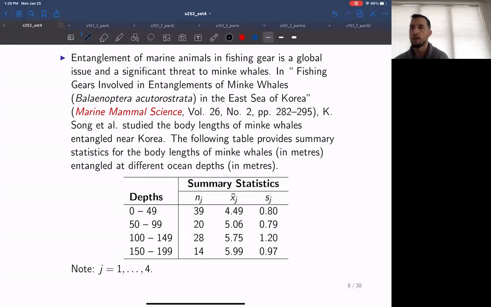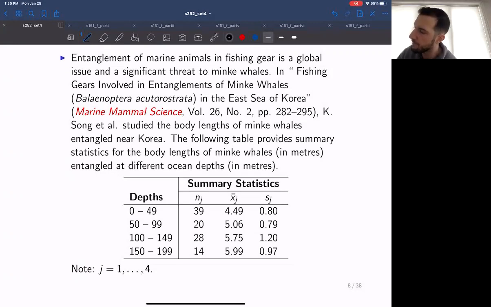For example, in table 8, what we have here are estimates of the lengths of minke whales that were trapped at different depths in the East Sea of Korea. Each depth here forms what we can think of as a sample or a group. We're going to establish terminology for the ANOVA in a little bit. We usually refer to these as treatment groups.